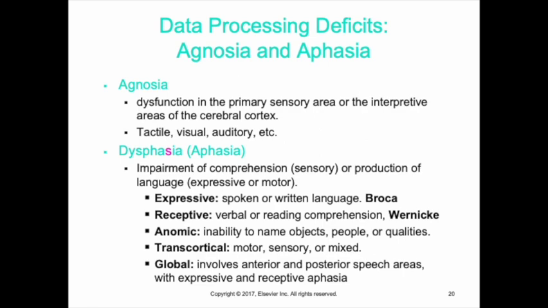Receptive aphasia, this is Wernicke's, sometimes it's called sensory or fluent aphasia, and this is when they have an inability to understand written or spoken language, but when they speak, it's fluent. They have the right muscle coordination to make the words and the sounds, and it flows at a normal rate, but the words and phrases don't have any meaning at all.